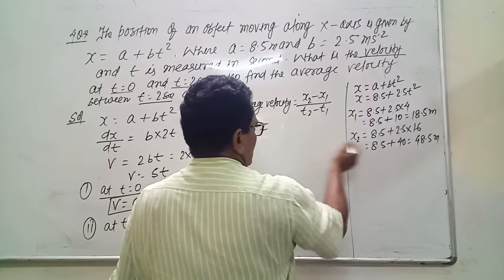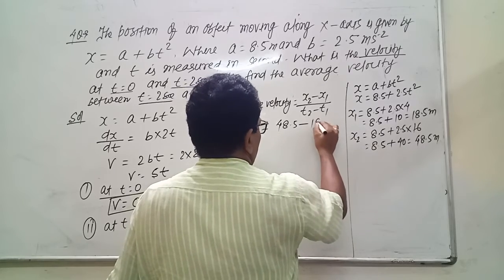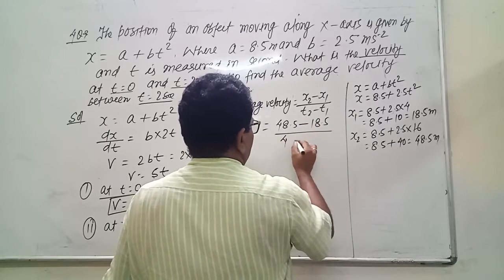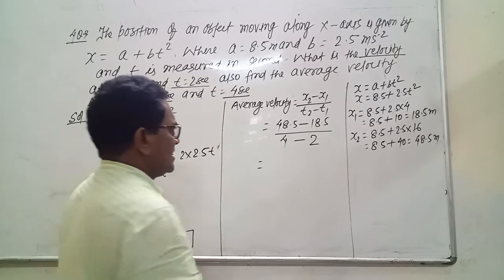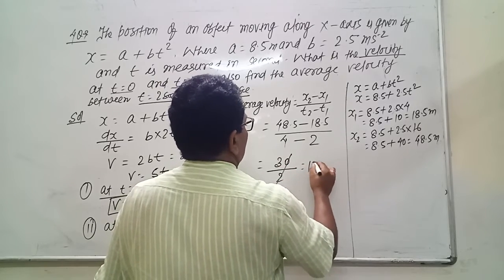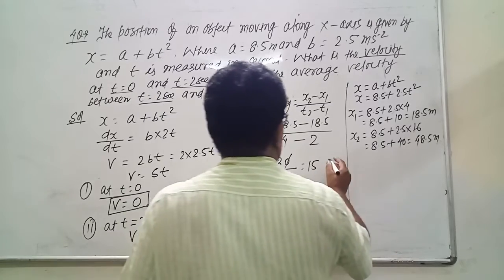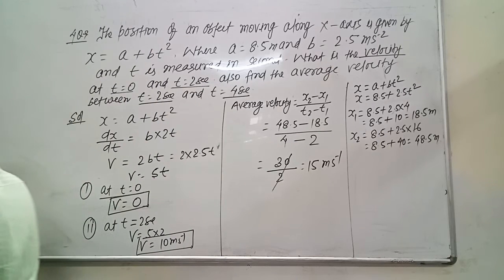So directly put the value: x2 48.5 minus x1 18.5, over t2 4 seconds minus t1 2 seconds. So 48.5 minus 18.5 becomes 30 upon 2, and this is 15 meter per second. This is the average velocity from t equals 2 seconds to t equals 4 seconds.